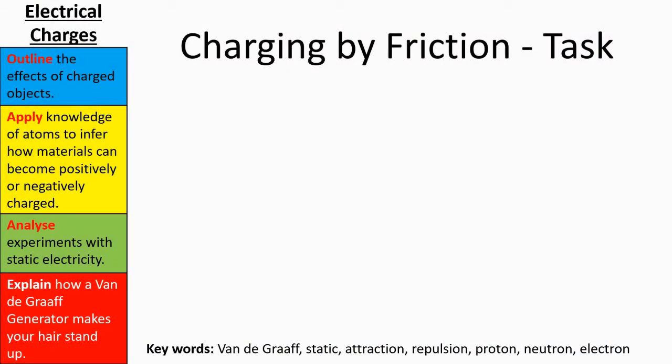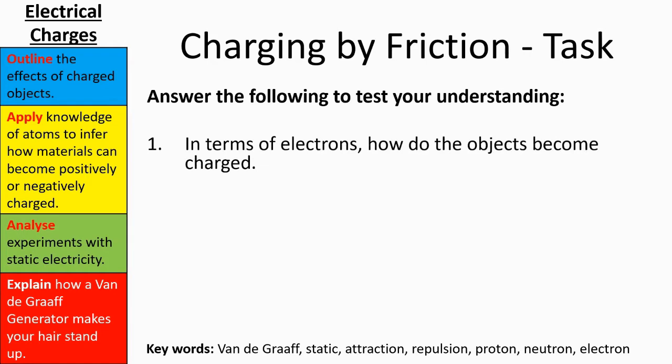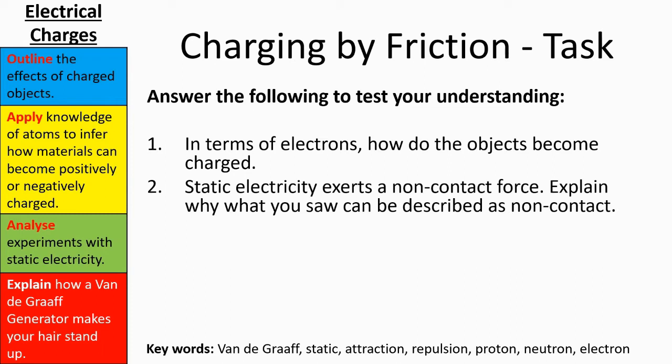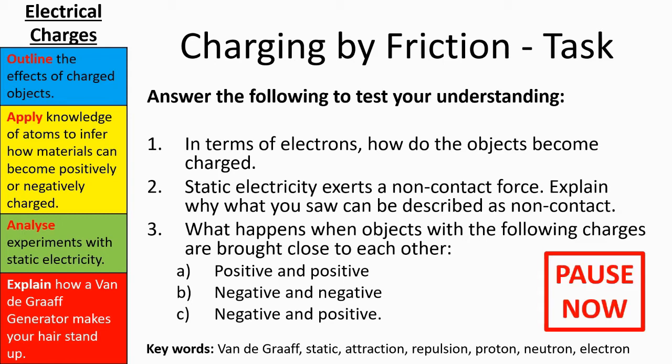Now that you've seen the demonstration, I would like you to prove that you understand what the demonstration showed you. So, answer the following to test your understanding. Number 1. In terms of electrons, how do the objects become charged? Number 2. Static electricity exerts a non-contact force. Explain why what you saw can be described as non-contact. Number 3. What happens when objects with the following charges are brought close to each other? Positive and positive, negative and negative, negative and positive. Pause now, have a go at these questions. When you're ready to move on, press play.